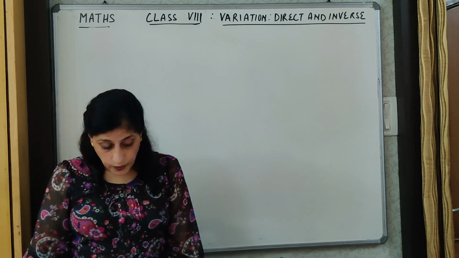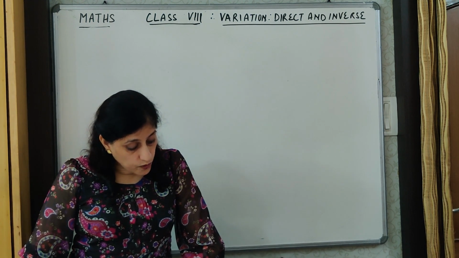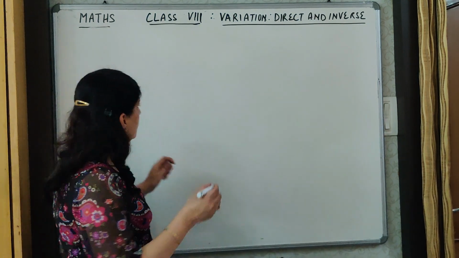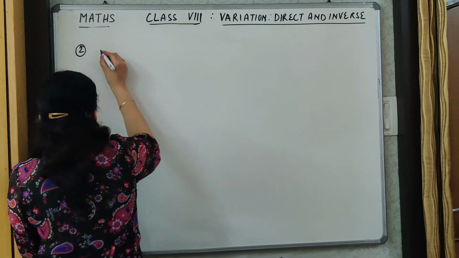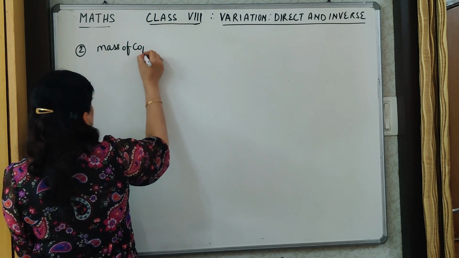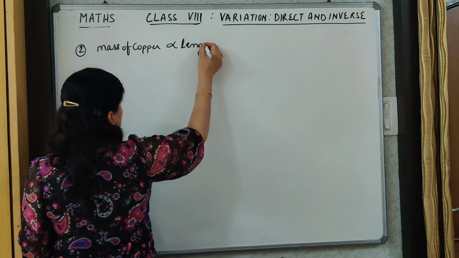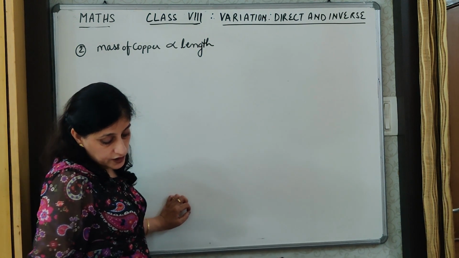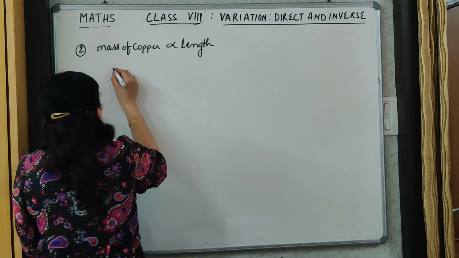Let me take up the next question, and the next question is, the mass of a uniform copper bar varies directly as its length. Now here, this is the second question for today. The mass of copper is directly proportional to the length. Alright. Now it is given in the question, if a bar 40 centimeter long has a mass of 420 grams.